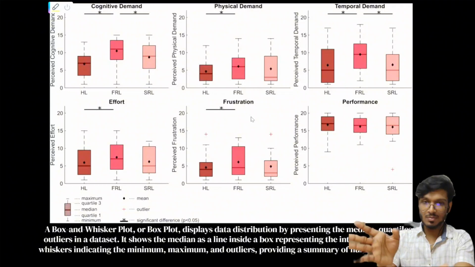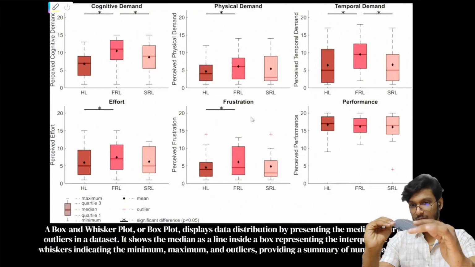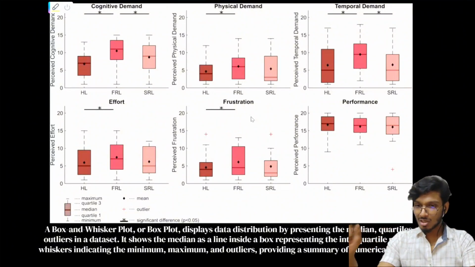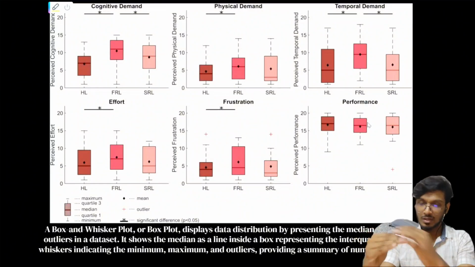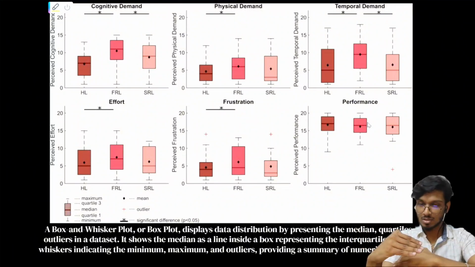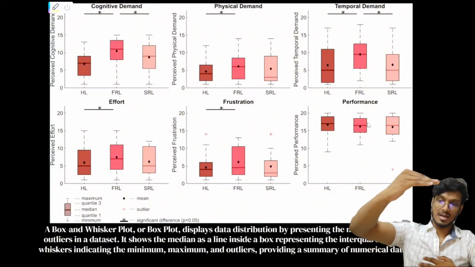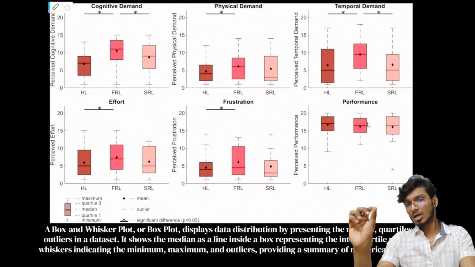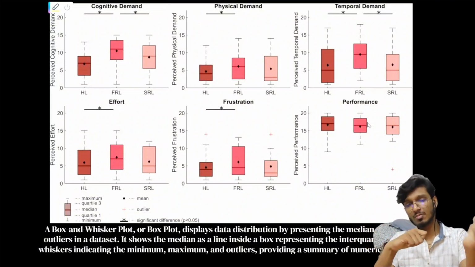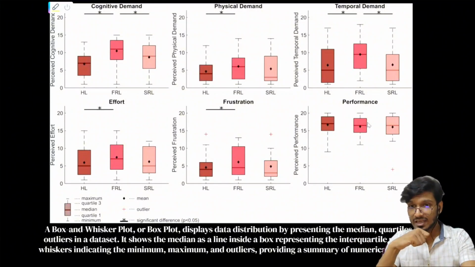So all these have been represented in the form of a box plot. Here the dotted lines represent the maximum, and this is quartile 3. In between, the line is the median, and this side at the bottom is quartile 1, and this is the minimum, and the upper is the maximum. Okay, the dot represents the mean. Mean is different, median is different. The median is the line here. You can see the line here. This line represents the median.